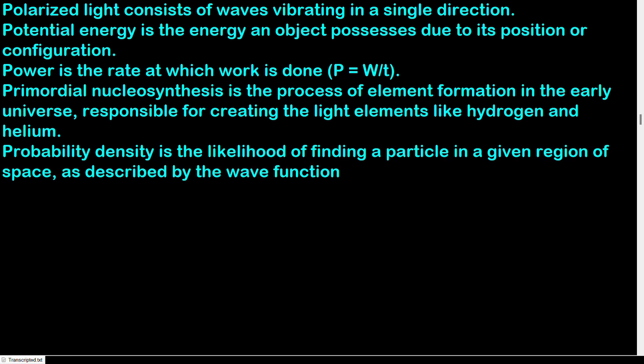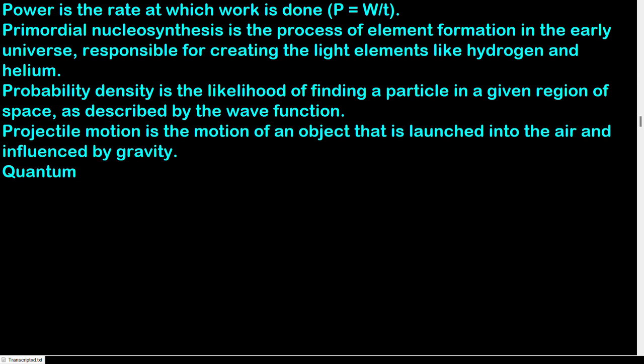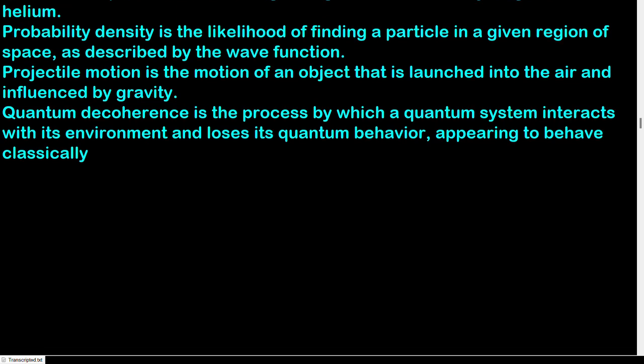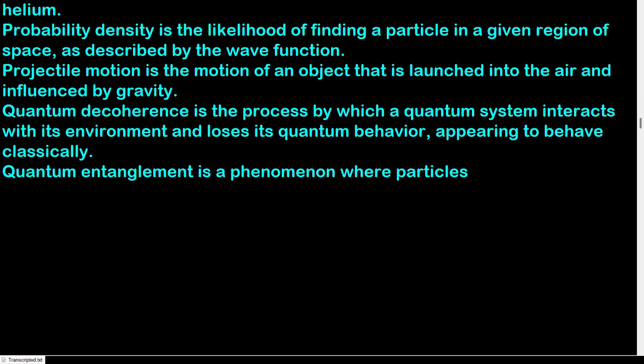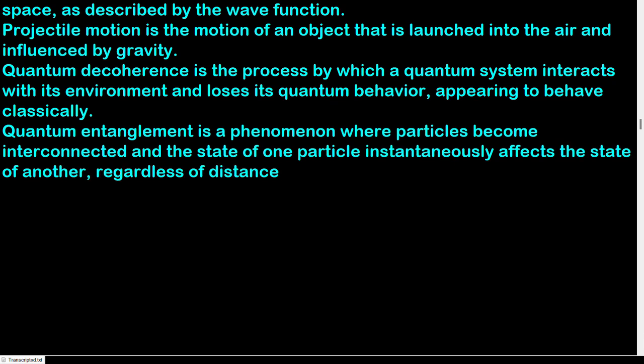the wave function. Projectile motion is the motion of an object that is launched into the air and influenced by gravity. Quantum decoherence is the process by which a quantum system interacts with its environment and loses its quantum behavior, appearing to behave classically. Quantum entanglement is a phenomenon where particles become interconnected and the state of one particle instantaneously affects the state of another, regardless of distance.